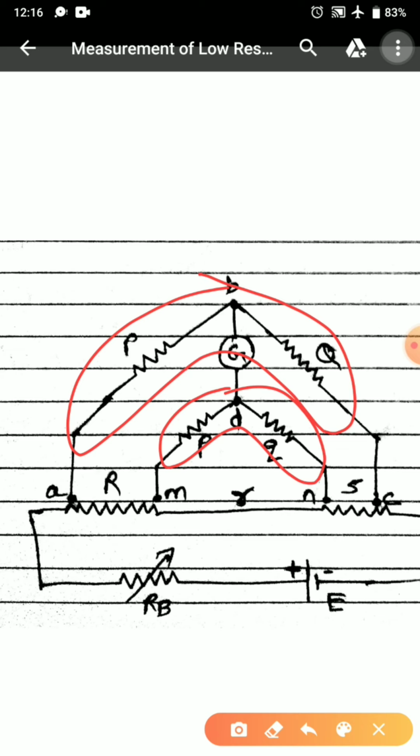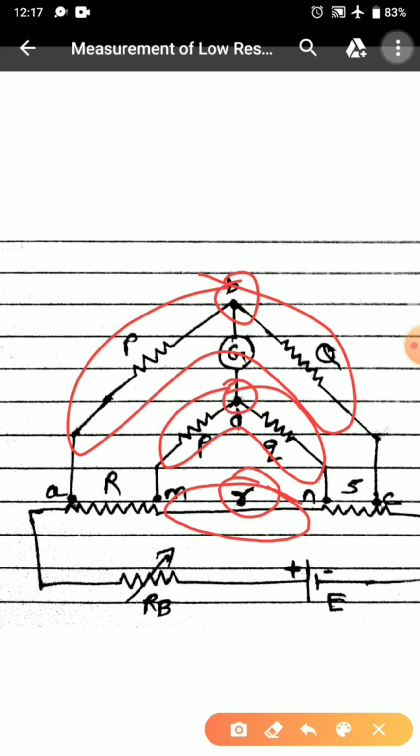Now here we can see the galvanometer, it is connected in between the two ratio arms. One more thing to be noted here is that the resistance of the lead wires that we are using is also included here, that is a small r quantity shown in the diagram. It shows the resistance of the lead.